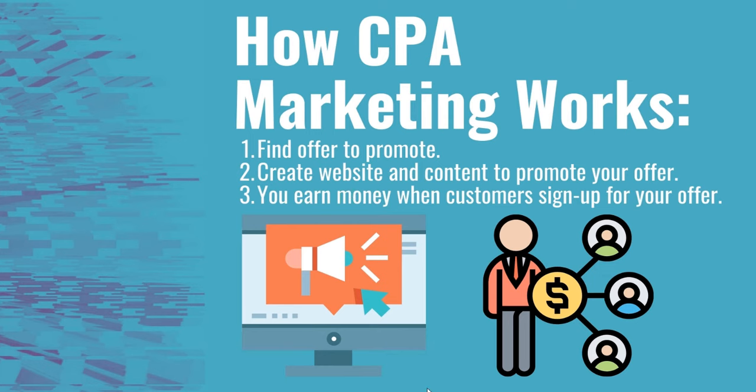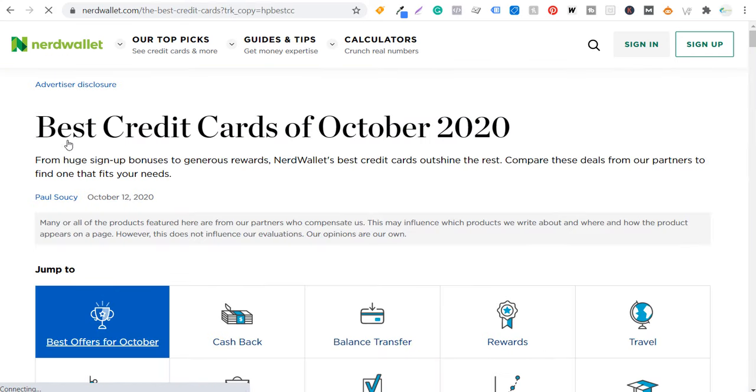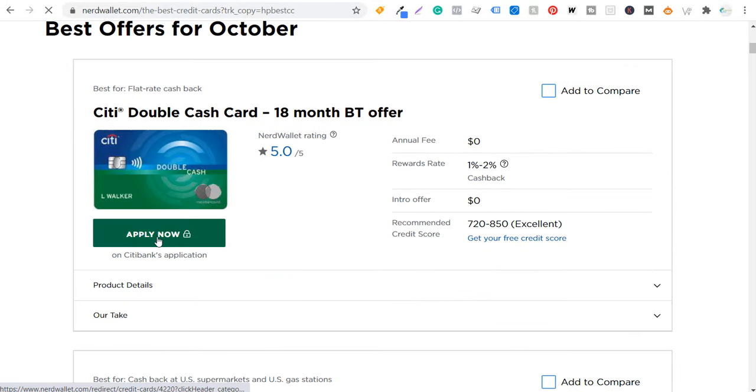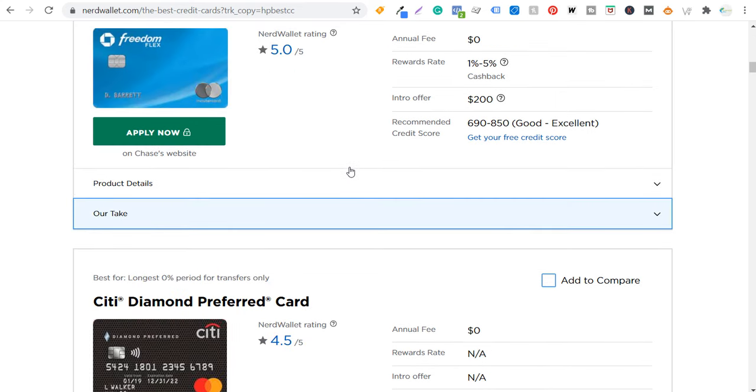So to show a good example here, one of the largest CPA websites is nerdwallet.com. So if you go here and let's just say I'm looking for the best credit card. So I come here, it's going to say best credit cards of October 2020. We scroll down, I click here and I apply now for the Citi Double Cash card. They're probably going to make a certain amount of money. So NerdWallet makes a ton of money by having different types of credit cards and all sorts of different financial products that people can take advantage of.